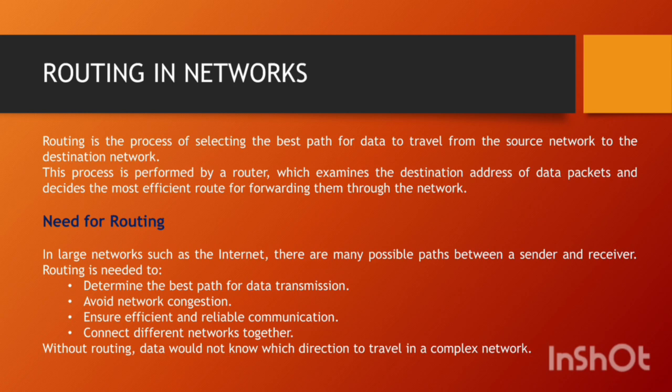There can be many possible paths between a sender and a receiver. Routing helps determine the best path for data transmission, avoid network congestion, ensure reliable communication, and connect different networks together.